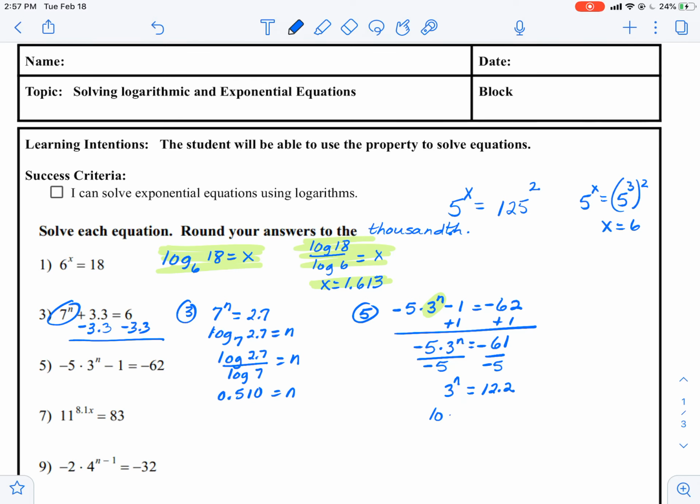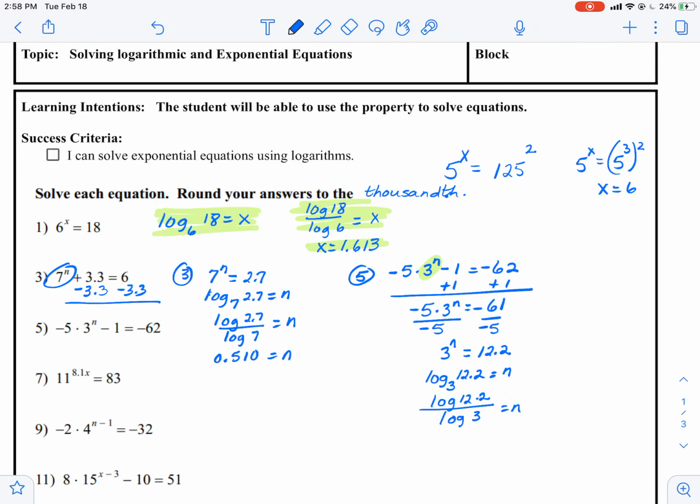Now I am going to rewrite it as log base 3 of 12.2 equals n, which is log of 12.2 over log of 3 is n, and I'm going to run that in my calculator. So log of 12.2 divided by log of 3, and my final answer here would be 2.277. Okay, final answer.